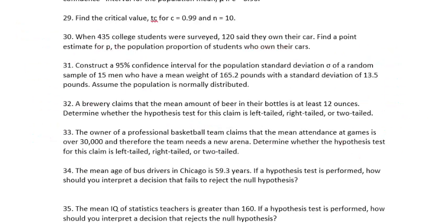Okay, number 29. Find the critical value TC. This is the first time we're going to use the t-distribution table. Until now we've used the normal distribution table. Remember, the t-distribution table is for smaller sample sizes, for a confidence interval of 0.99 and a number of 10.